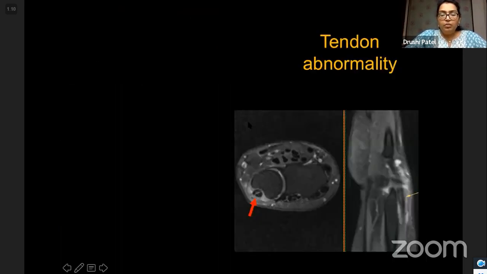So what abnormalities can occur in the tendon? There can be tendinosis, there can be tear, there can be tenosynovitis. All right. When there is a fluid signal through and through across the tendon, that is a tear. When there are edematous changes in the tendon with no fluid signal, that is a tendinosis. And when there are edematous changes or fluid signal encasing the tendon along the tendon sheath, that is tenosynovitis.